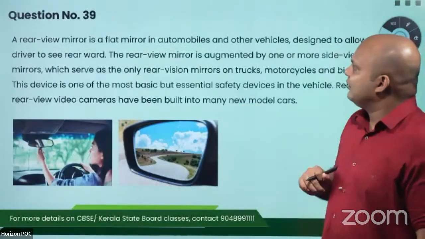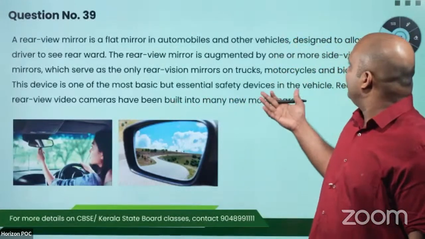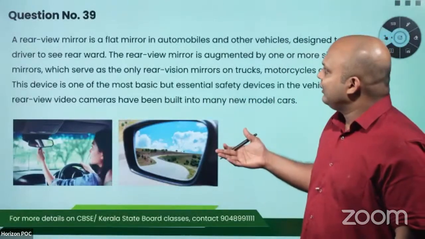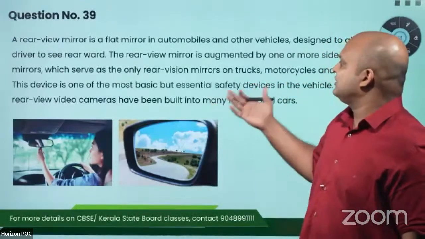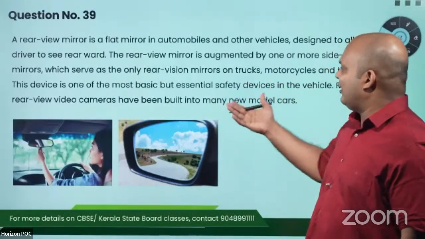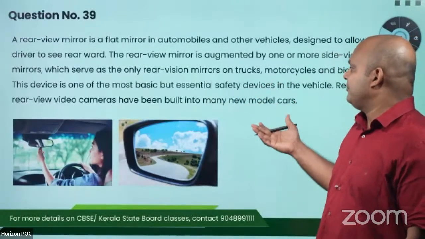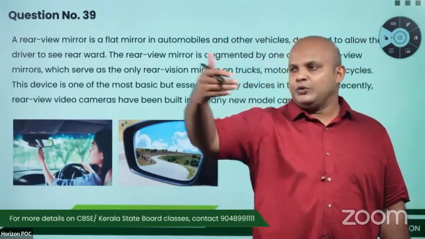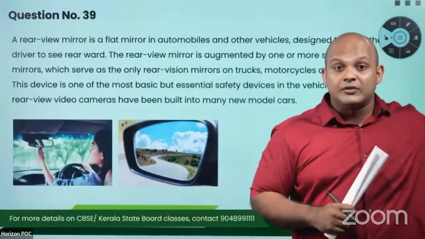The next question: a rear view mirror is used in automobiles and other vehicles, designed to allow the driver to see rearward. The rear view mirror is augmented by one or more side view mirrors, and in modern devices we also have rear looking video cameras, which have been built into many new models of cars. So these mirrors are placed flat against you. You are looking at them like this, and they are being used to see what is behind us.